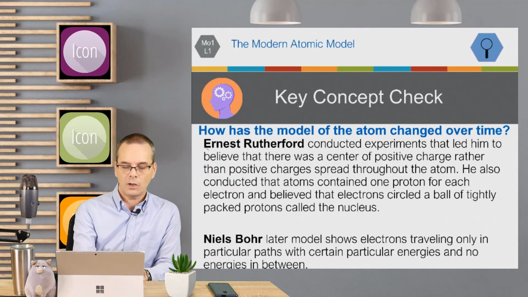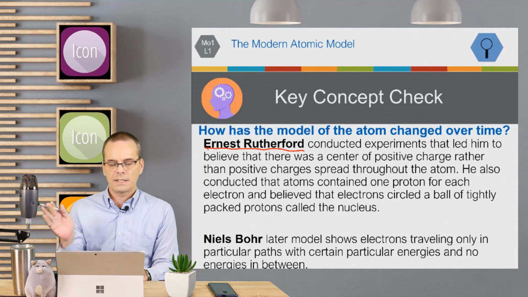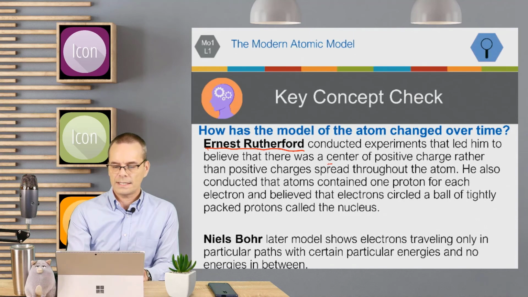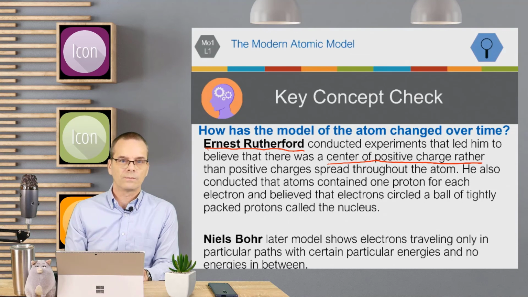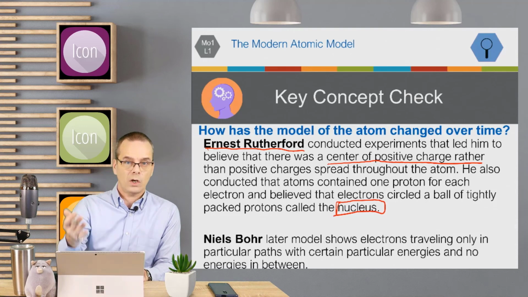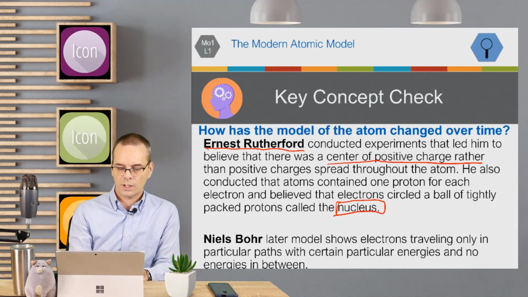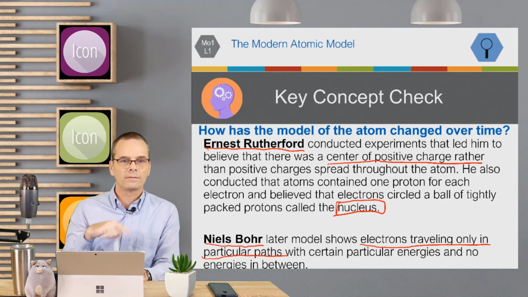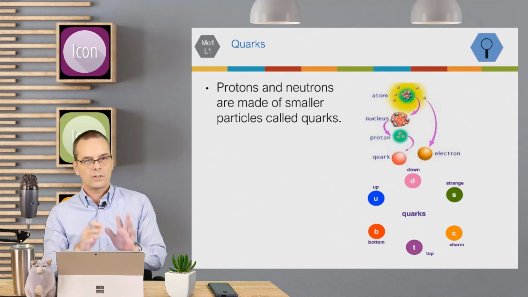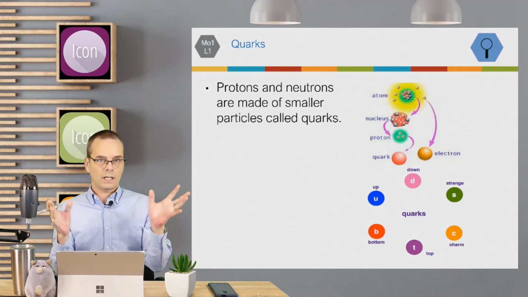Then Rutherford came along and he said, well, wait a minute. Something is making those rays bounce off. So there is a center of positive charge right in the middle. And he called this the nucleus. And then Bohr came along and he showed electrons traveling only in particular paths. Remember? He was all about the circular path of the electron. So that's how they changed over time. So now we have our modern model, where we know it's the electron cloud.